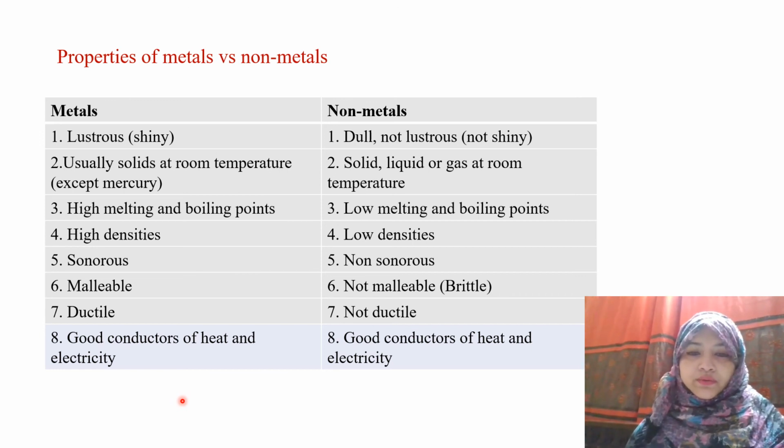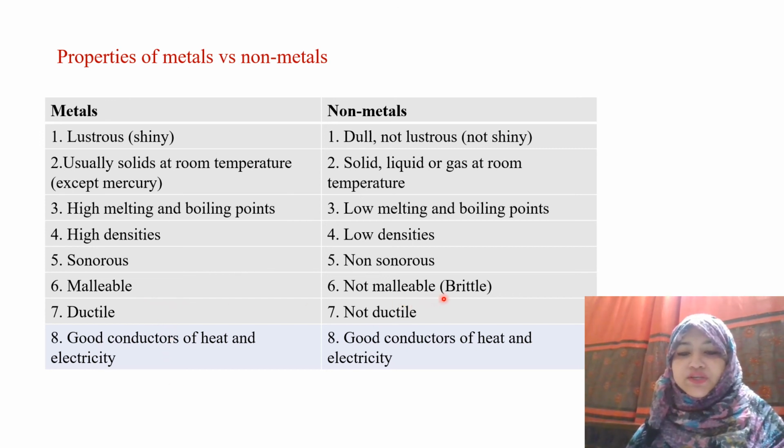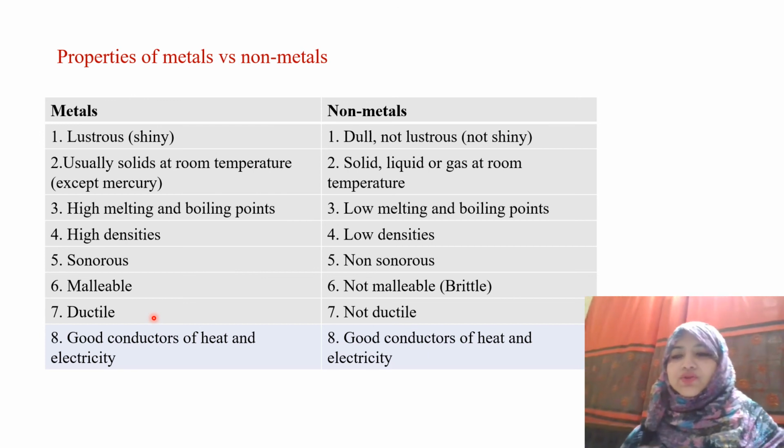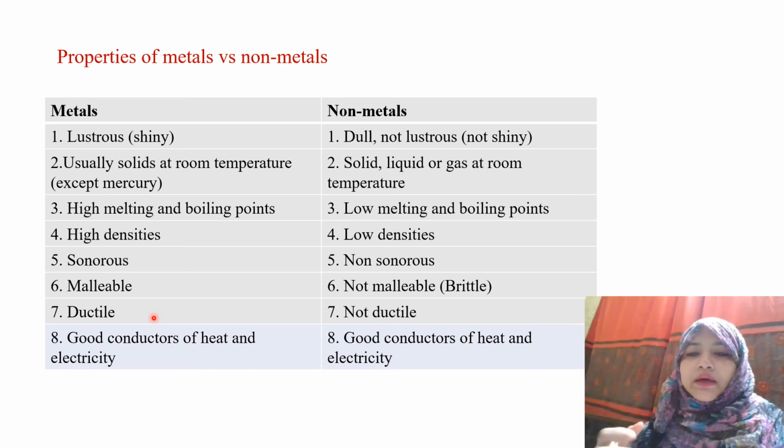Now, number 6, metals are malleable, but non-metals are non-malleable. That means they are brittle in nature. They cannot be beaten into thin sheets. Metals are also ductile. The special property of metals is that they can be drawn into thin wires, like copper wires and aluminium wires. But non-metals are non-ductile, which means you cannot stretch them into wires.